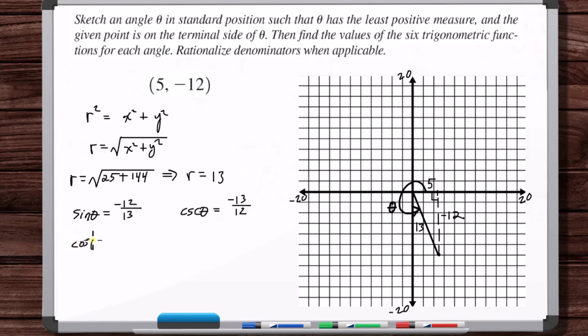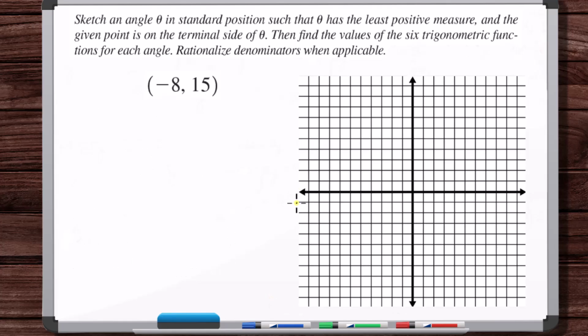Cosine theta is, come to this angle, the adjacent over the hypotenuse. That's 5 over 13. So the reciprocal of cosine is secant. Just flip this. Tangent theta is opposite over adjacent, minus 12 over 5. Cotangent is the reciprocal of tangent. That's going to be minus 5 over 12, and there we go.